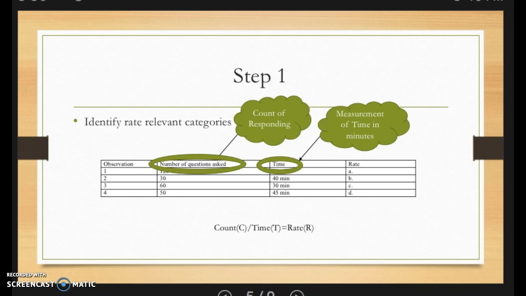So step one, we've already taken a step towards this, is we want to identify our rate relevant categories. So here we have our number of questions asked, which is our count of responding, the behavior. And then next to that, we have the measurement of time in minutes.